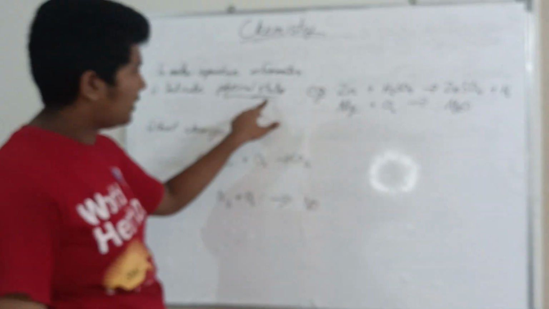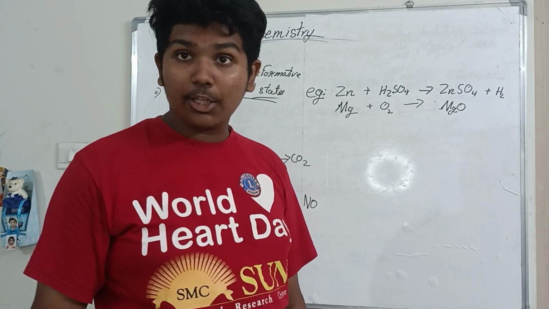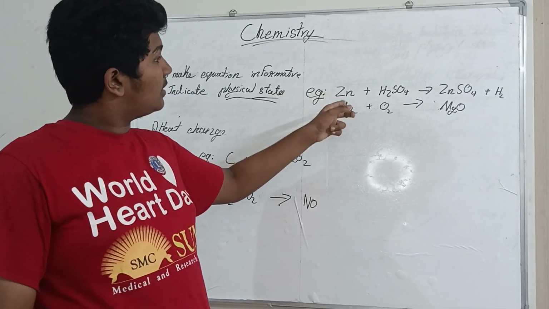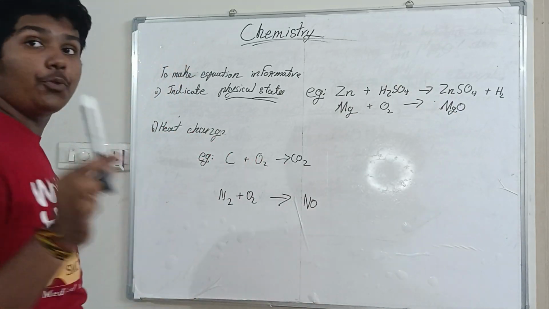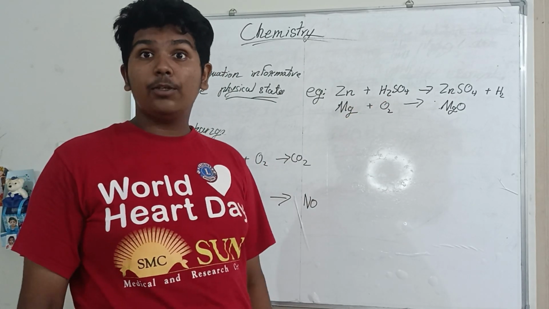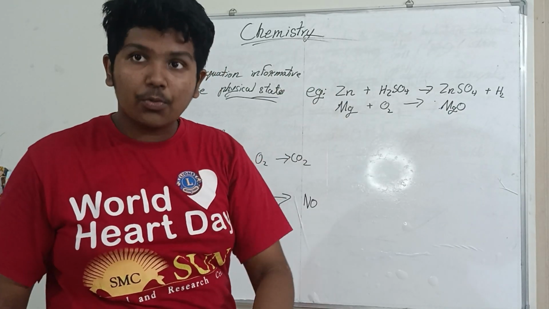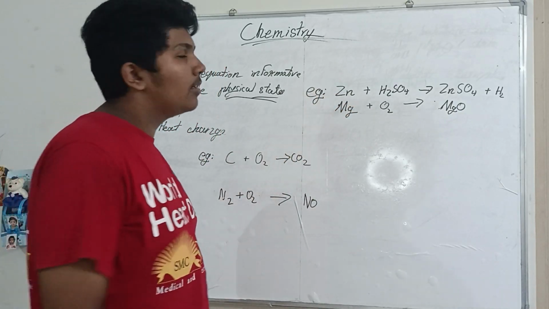Now we'll be writing the examples. For the examples, indicating physical states: as you already know, solid is S, liquid is L, aqueous is AQ, and gas is G. Here are two examples. Zinc plus H2SO4 gives you ZnSO4 plus H2. So how do you put the states? Zinc is reacting with H2SO4, which is sulfuric acid, giving ZnSO4 plus H2. H2 is hydrogen, and here it is a gas, and zinc is a solid.